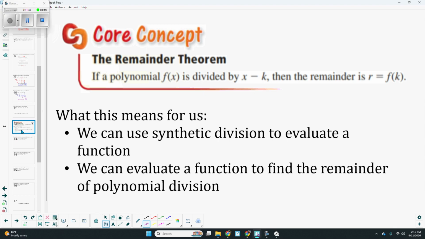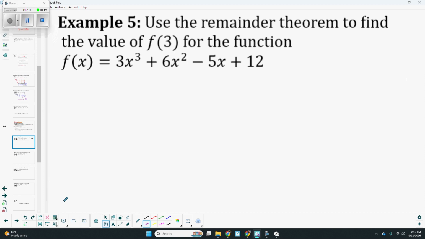So the remainder theorem says that if a polynomial f of x is divided by something like x minus k, then the remainder is actually equal to the function evaluated at that k value. So what that means for us is we can use synthetic division to evaluate a function as well as evaluating functions to find the remainder of the polynomial division. It's also called synthetic substitution to find out the value at a given x value or a given k value.